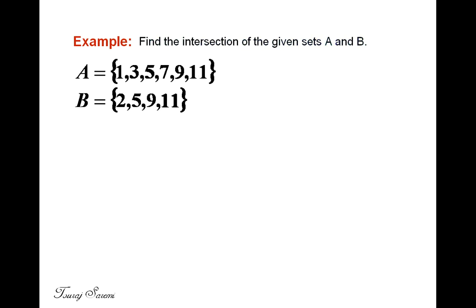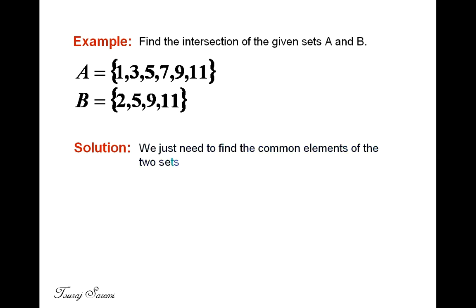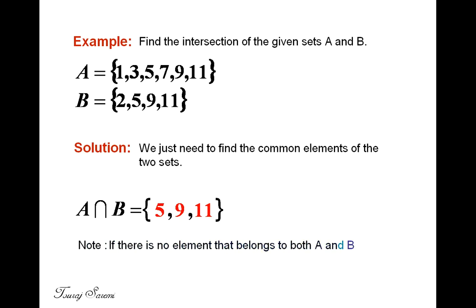Example: find the intersection of the given sets A and B. Solution: we just need to find the common elements of the two sets. Note: if there is no element that belongs to both A and B, then A and B are disjoint sets.